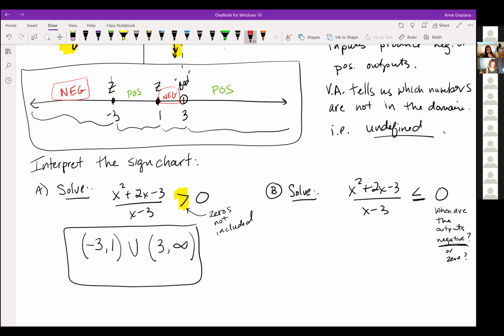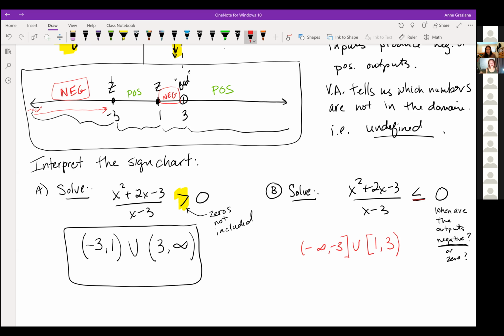So that's going all the way from out here, which is negative infinity, to -3. And since it's equal to, I can include it. And then what's the other interval? Union square bracket 1 and 3. Do I include the 3? No, because it's a bad number.